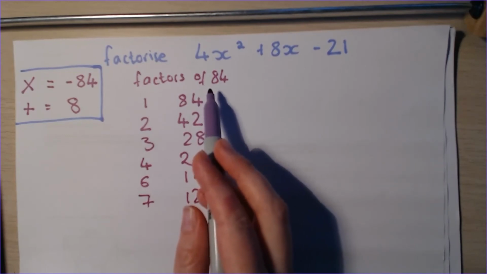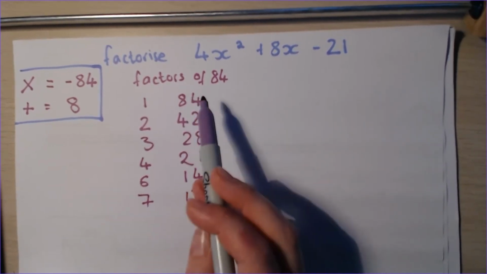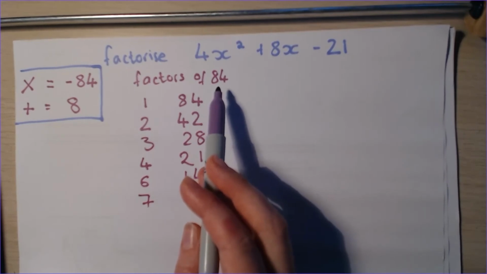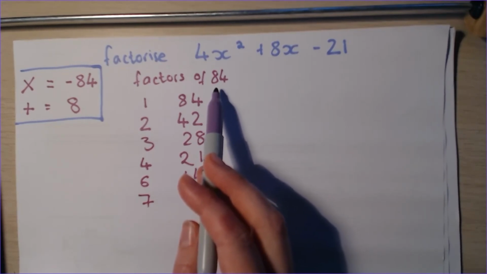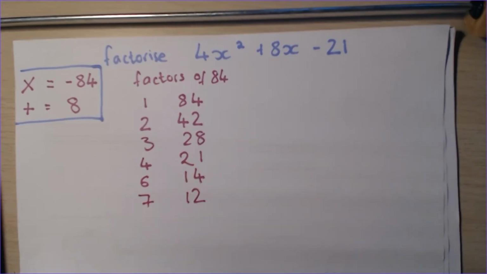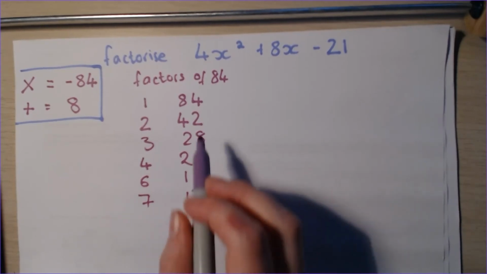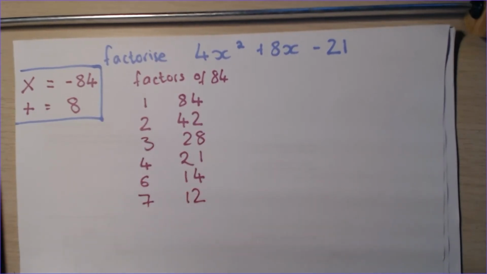9 doesn't go into 84 because it goes into 81. 10 doesn't go into 84 because it doesn't end in 0. And 11 doesn't go into 84 because we know 11 goes into 88. And then we're back to 12. So we know that we've covered everything. Okay, so that's our factor pairs.